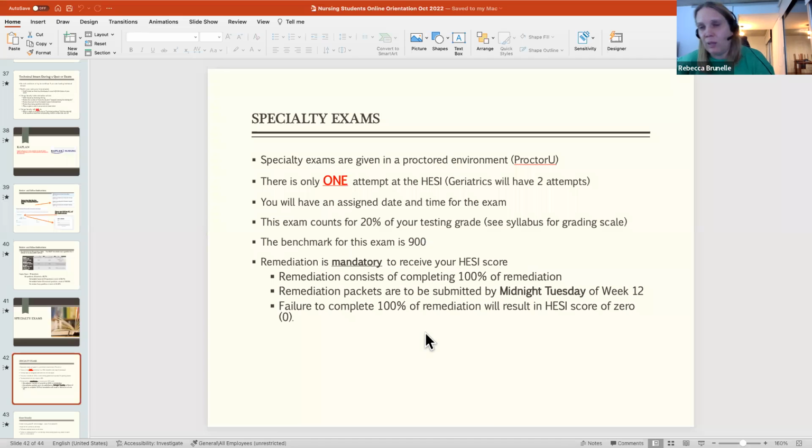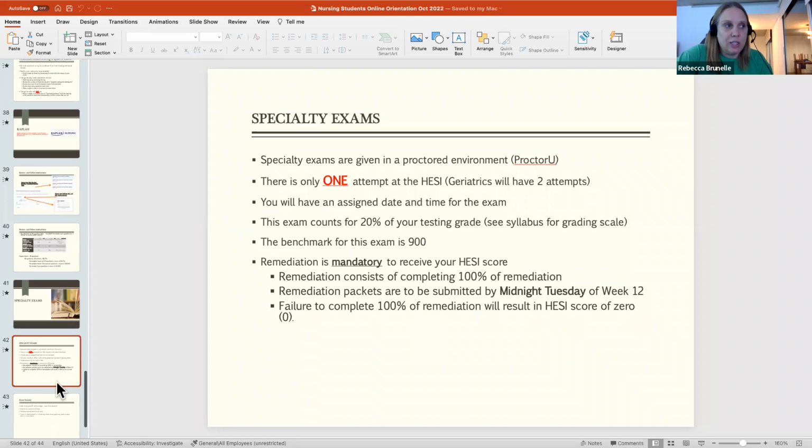But if you don't remediate, then you don't get credit for taking your HESI. So just to know, there are no screenshots, and you don't need to upload anything either. This is another thing where I'm going to log in and I can see your score and see how long you remediated.